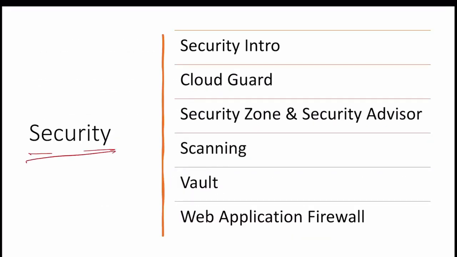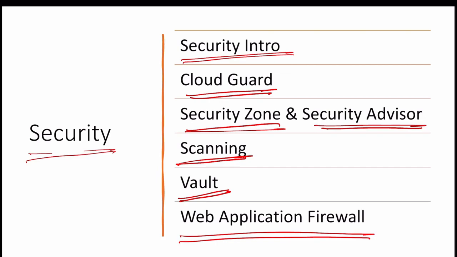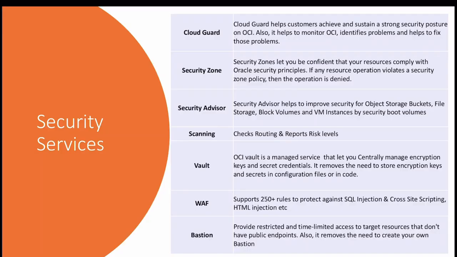Now we will see the security services. We will understand the introduction of security, what exactly is related to the Oracle Cloud. Then we will see Cloud Guard, Security Zone and Security Advisor, what exactly they are doing, scanning, then Vault, and in the last, Web Application Firewall. So all the services which help to improve the security of your Oracle Cloud come under security services.